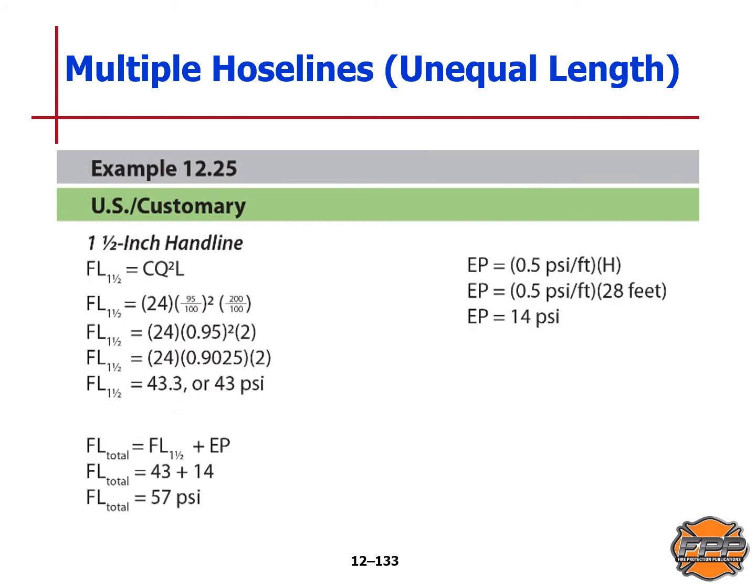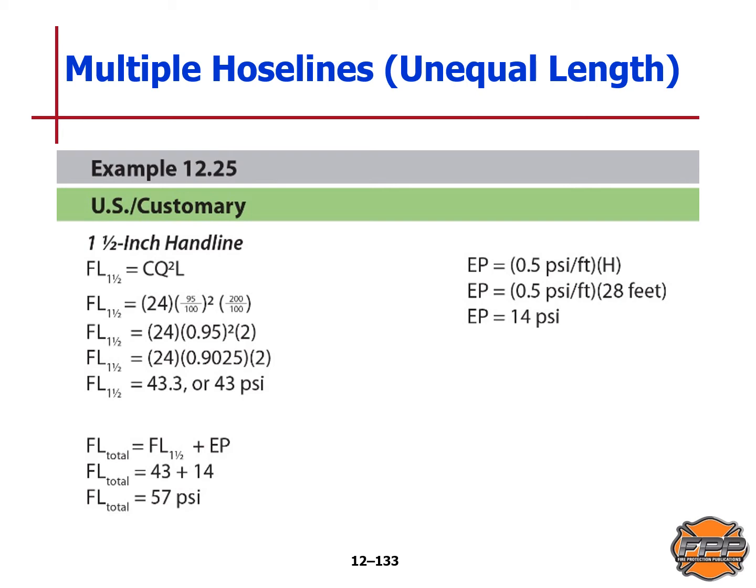Now let's look at the 1.5-inch hand line. With friction loss 1.5 equals CQ2L. That's our standard formula. So we have friction loss 1.5 equals 24, which is our coefficient from the table, times 95 divided by 100, which is our flow, squared, times 200 divided by 100, which is our hose length, divided by 100.